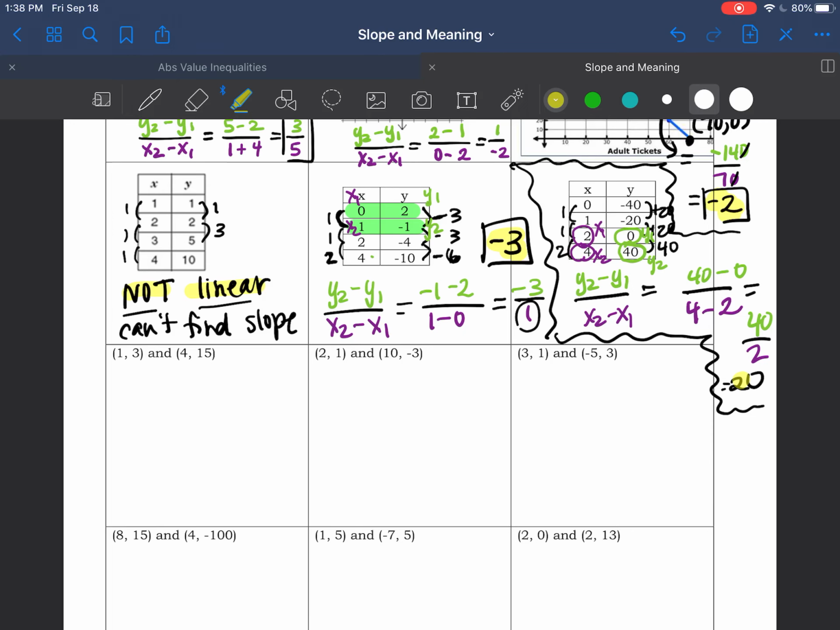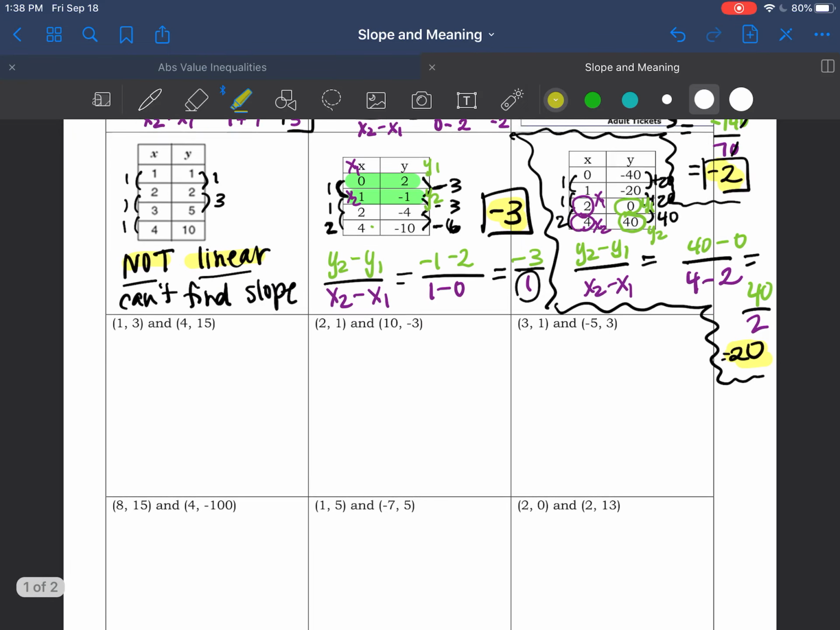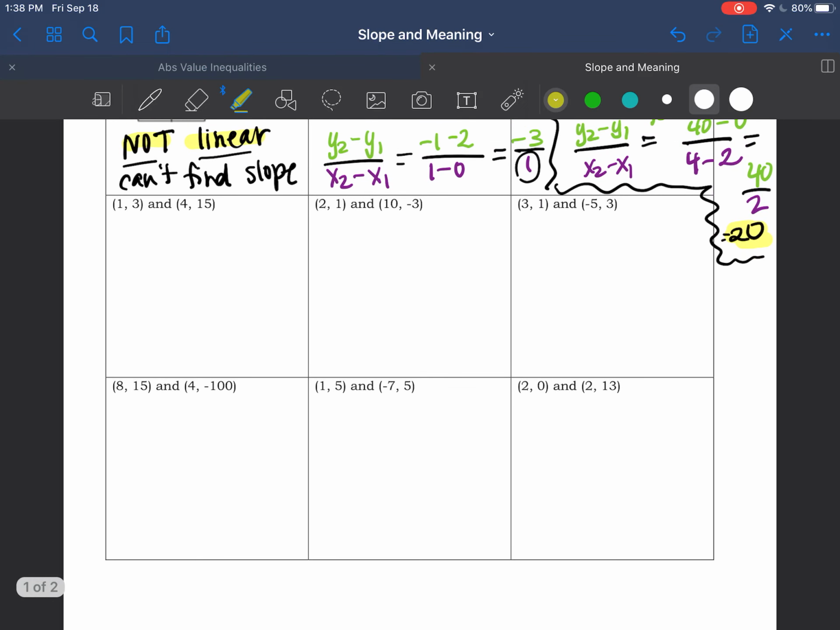Always simplify your fractions as much as possible, because on a test, if you don't simplify, it's going to be wrong. Right? And then next video, we will do the points.